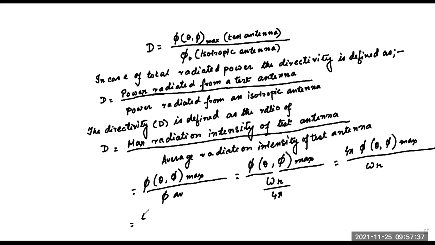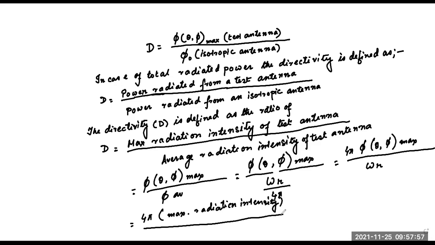That is equal to 4 pi, that is maximum radiation intensity, by what? Total radiated power. Okay, so that is the radiation.